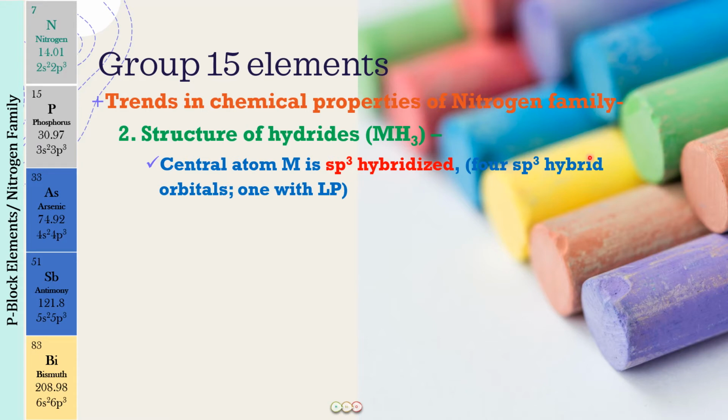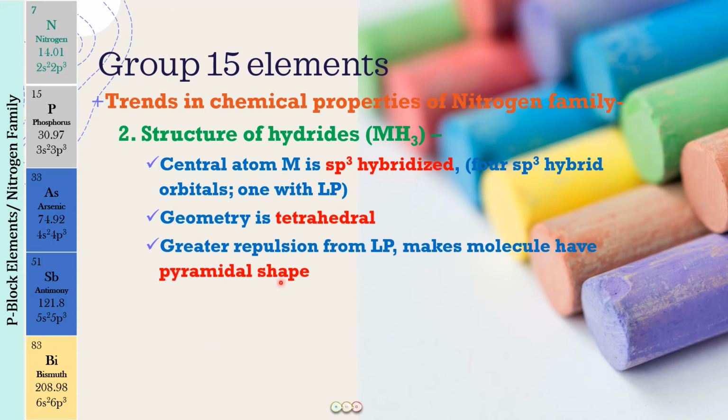There will be 4 sp3 hybrid orbitals, and one of them will be containing a lone pair, just like we did for ammonia. And then the geometry is also going to be just similar to that of ammonia. All of them will have a tetrahedral geometry, but the shape is going to be pyramidal because in one of the orbitals a lone pair is present.